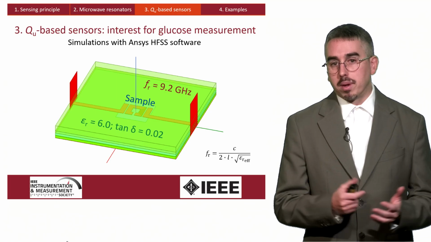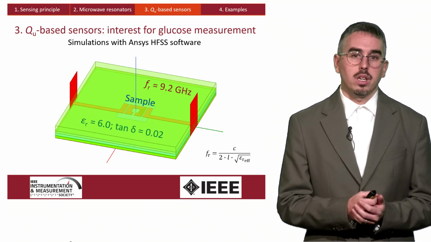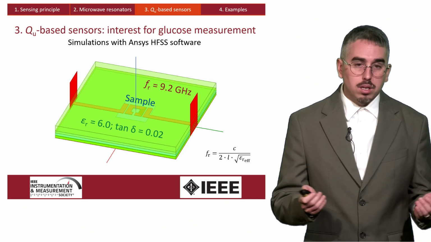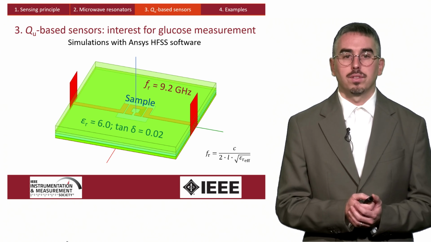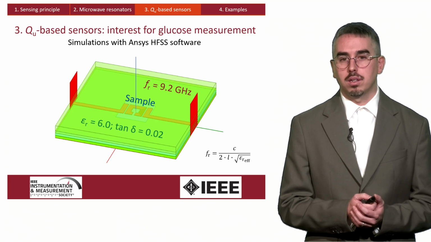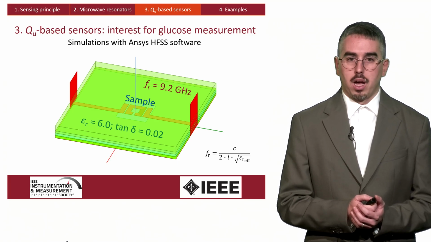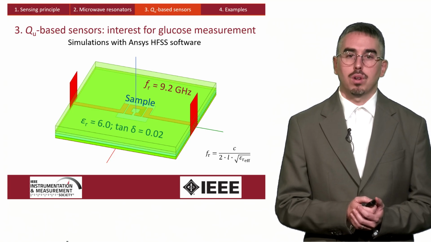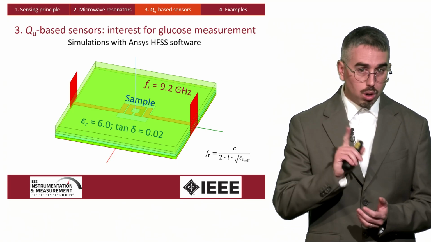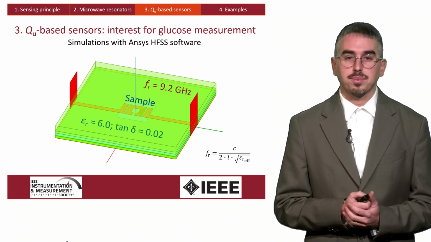We selected an open loop resonator, split ring resonator, and we used a usual substrate with a real part of the permittivity of 6.0 and a loss tangent of 0.02, which means very low losses. We tuned the length of the resonator in order to have a resonance frequency with no load of 9.2 gigahertz.